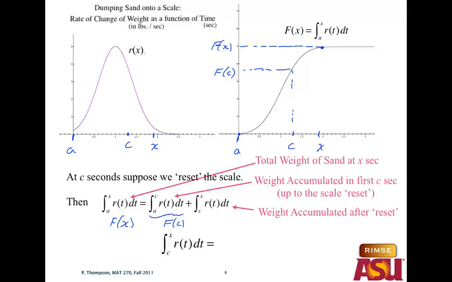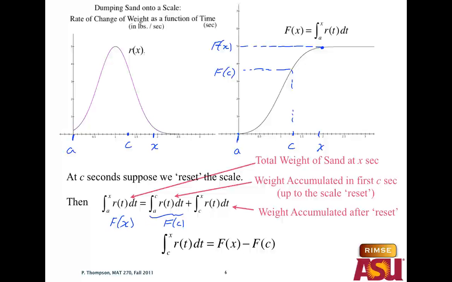We could do the f of a, but there was 0 on the scale. Okay, there's nothing on the scale at 0. So therefore, what is the accumulation from c to x? Yeah, f of x please, minus f of c. Yeah, f of x minus f of c, right?